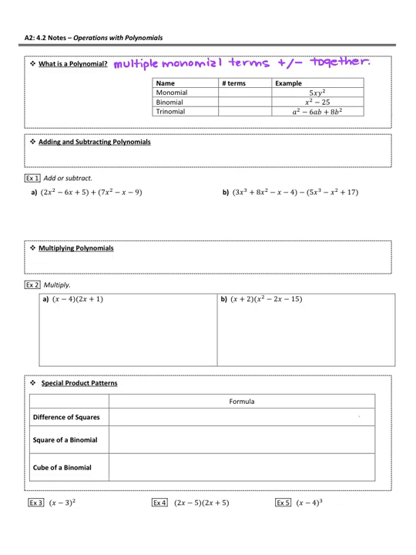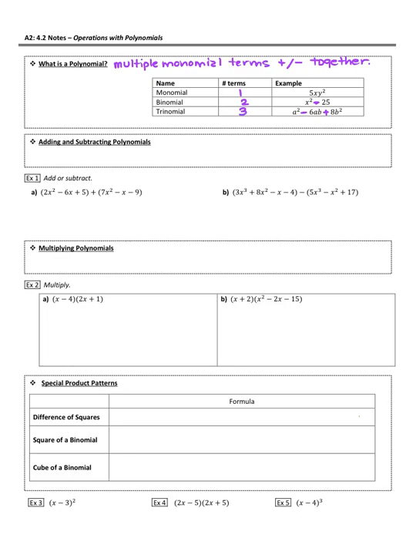So each term is separated by addition or subtraction. So this first one is a monomial. There's no addition or subtraction. It only has one term. The second one, we see a negative here, subtraction. So we have two terms. That would be a binomial, like a bicycle has two wheels. Binomial has two terms. Trinomial then has three terms, each one separated by a plus or a minus.